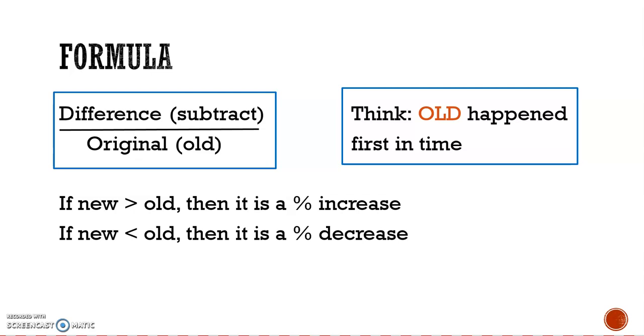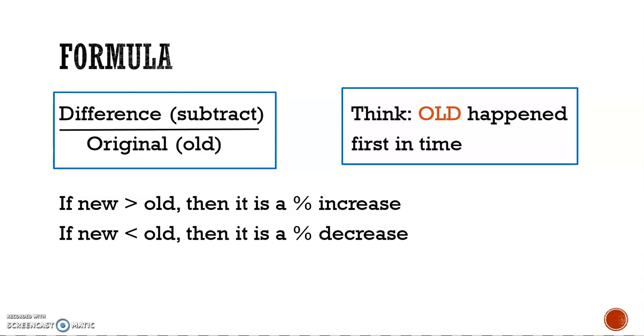And then I have a note on here. Think of old as what happened first in time. Okay, so whether it's yesterday compared to today, last year compared to this year, this month compared to 5 months ago, whatever it is. If new is greater than the old number, then it's going to be an increase. If new is less than the old number, then it's a decrease.